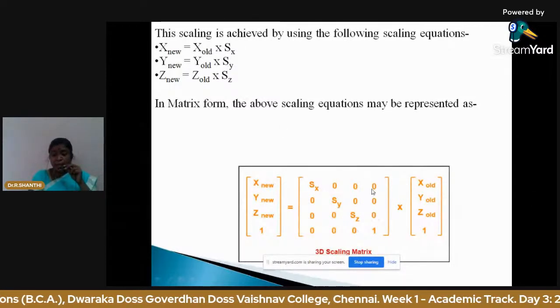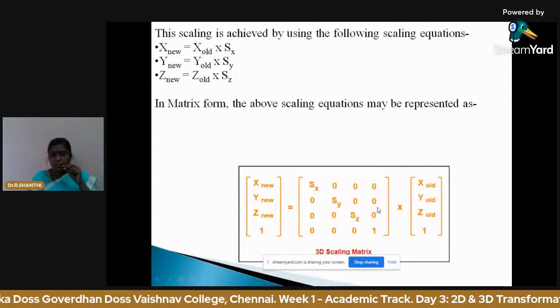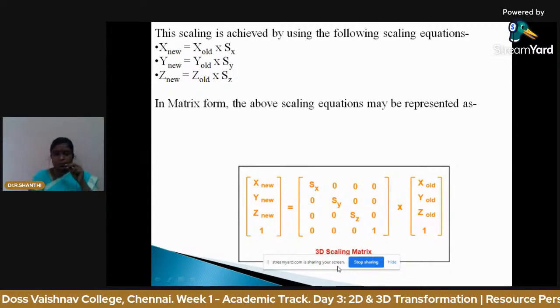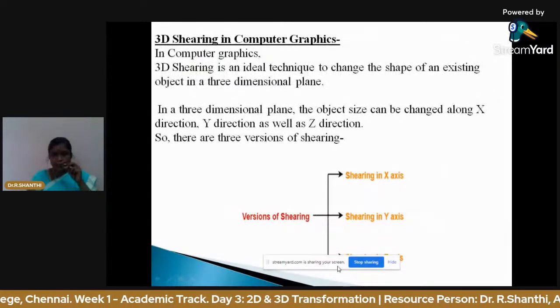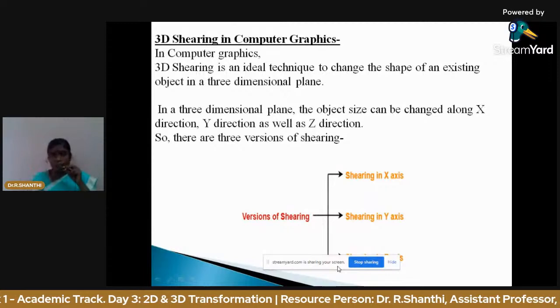I have given the matrix along with the homogeneous coordinates. That's why you have the 4. For 3D, it will be 3. You are adding the homogeneous coordinate at the end.